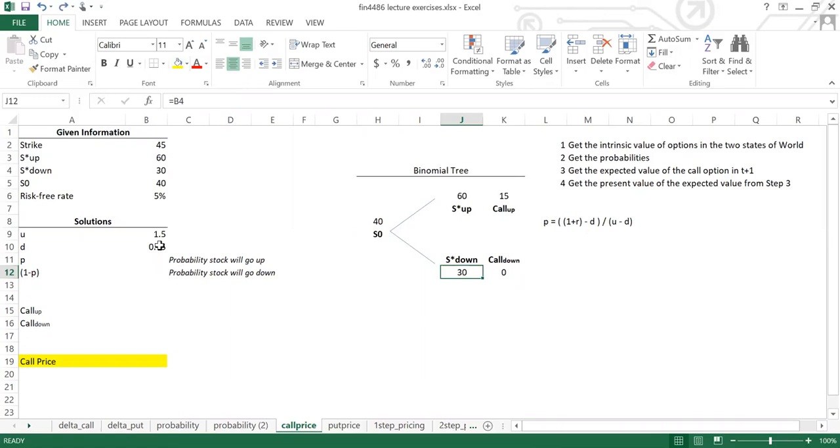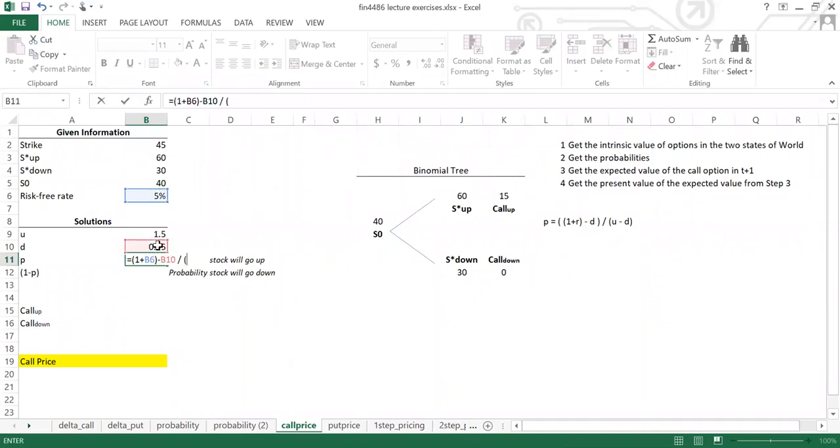Once we have U and D, the risk-free rate that we need in the formula, this 1 plus R that we need in this formula, we are given that information. So now the probability, we're going to get it in the following way: 1 plus the risk-free rate, 1 plus the discount rate, the risk-free rate minus down, and then we're going to divide this by up minus down.